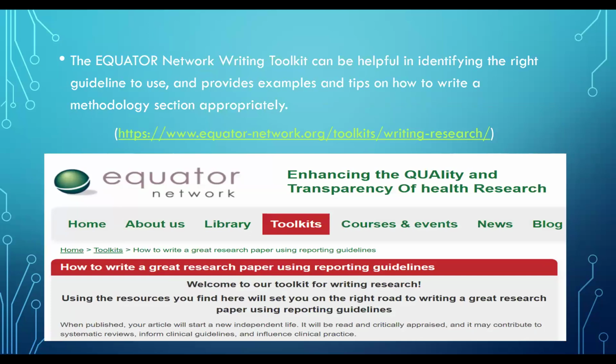The Equator Network website doesn't just stop at collecting and organizing guidelines like a big library. It also gives you what is called a writing toolkit. So if you go and click on the Equator Network toolkits, it will give you a heading which says, very optimistically, how to write a great research paper using reporting guidelines. It will tell you which guideline is the best for your kind of study, and then it will give you sample articles, what errors are commonly made, and what is an example of a good paper or a good methodology section. So it is very informative and very interesting to have a look at this.